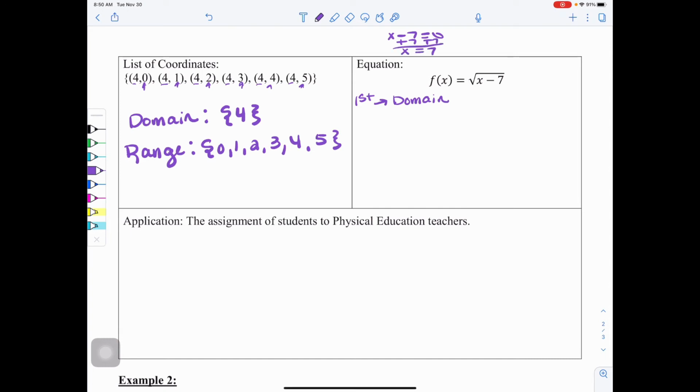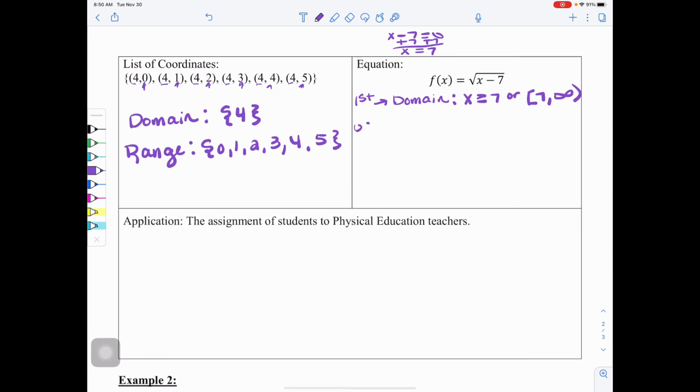So that tells me for my domain that x has to be greater than or equal to 7, or in interval notation, 7 is the lowest it can be, including 7, and going towards infinity with an open bracket.